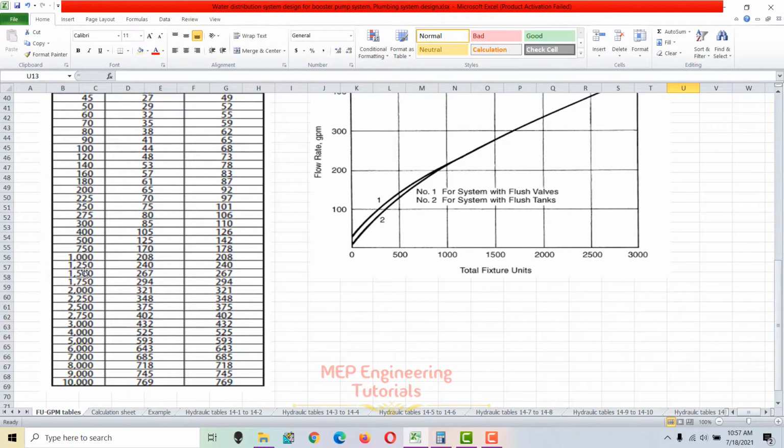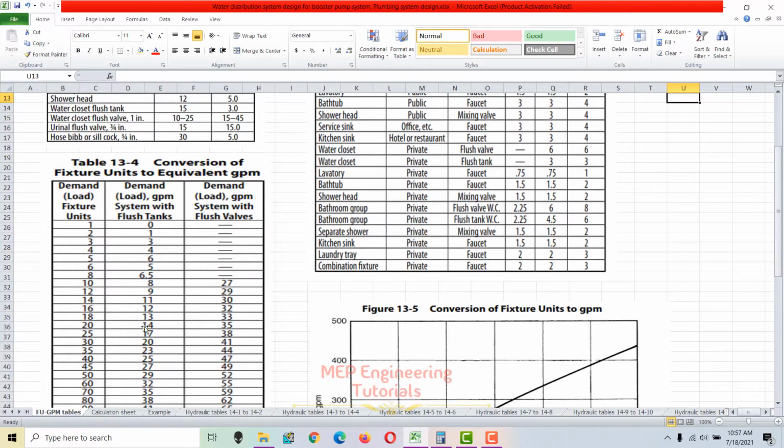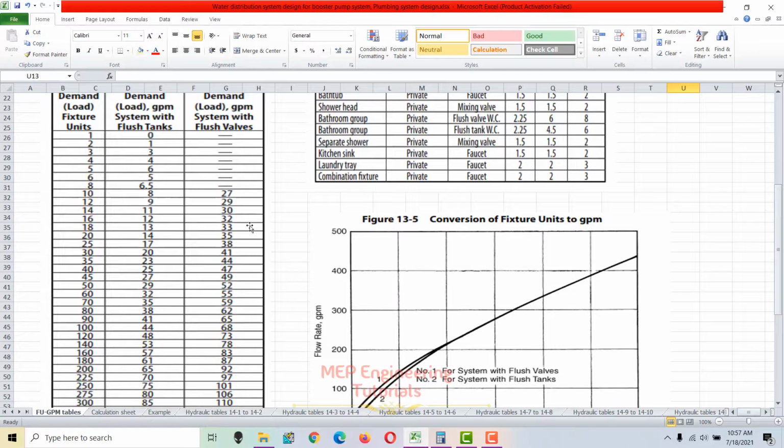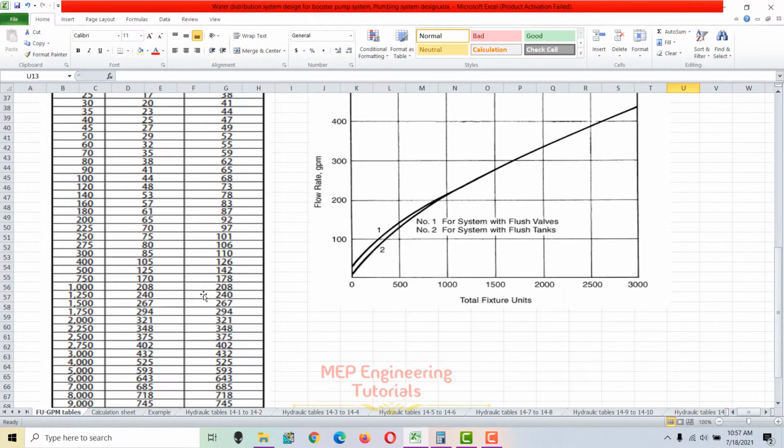For 1376, we have 1250 and we have 1500. This one is for the flush tank and this is for the flush valve. Our riser contains water closets with flush valve system operated, so we are going to follow the flush valve column. 1250 demand is 240 GPM and 1500 demand is 267 GPM.